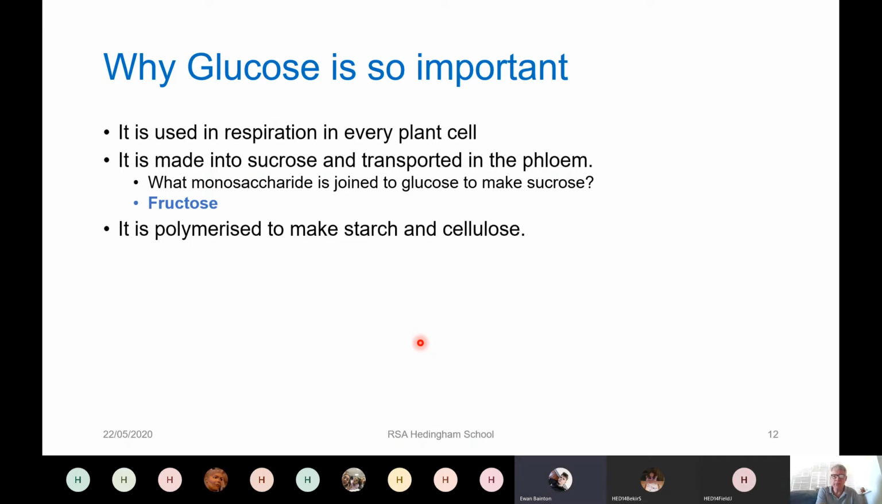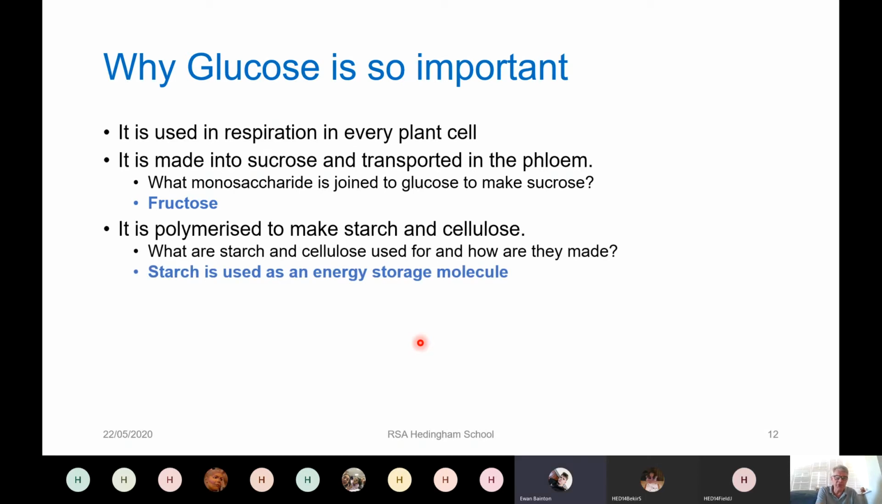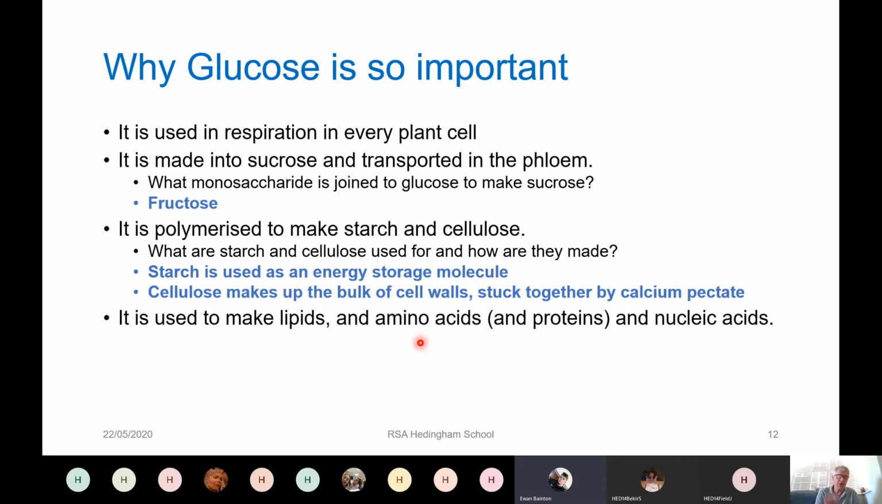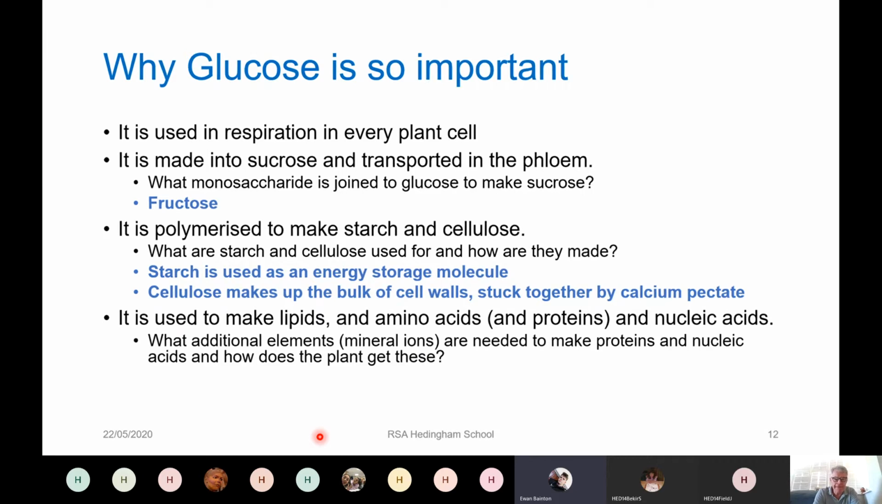Cellulose makes up something like 50% of the mass of a plant. Not a tree, but a normal, non-woody plant has a lot of cellulose because of all the cell walls. Right, so starch is energy storage. Cellulose makes up the bulk of the cell walls. And it's the starting material for lipids, amino acids, therefore proteins, and nucleic acids as well. So glucose is the starting point for pretty much every molecule that the plant makes.